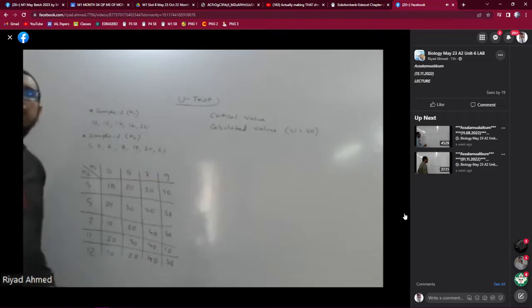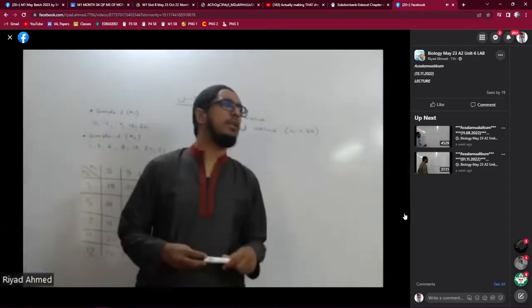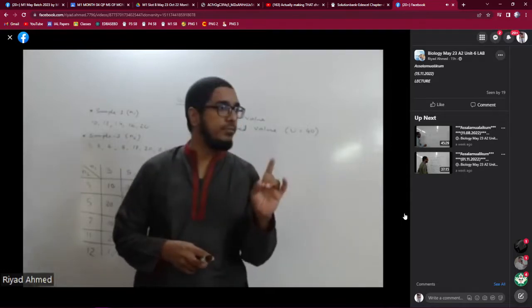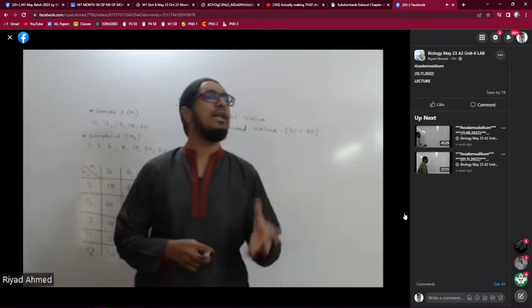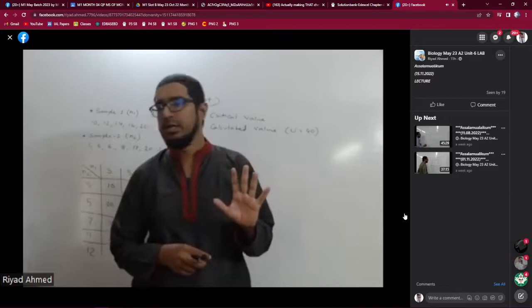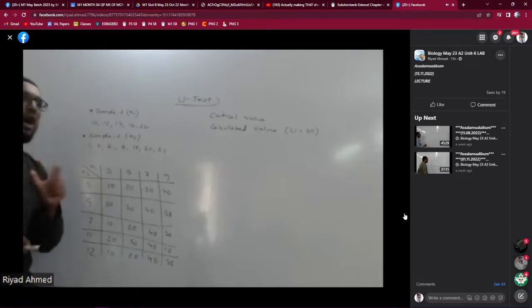Usually for the t-test, in your table, there is a degree of freedom present, right? From the degree of freedom, we identify the critical value for 0.05. But here, is there any degree of freedom present? No. Is there any 0.05 present? No. So how do we identify this?